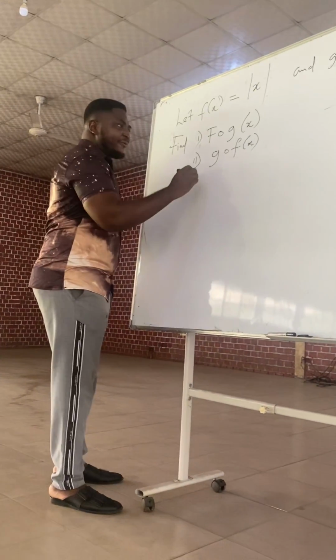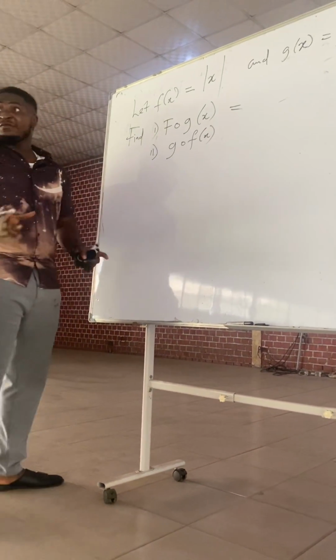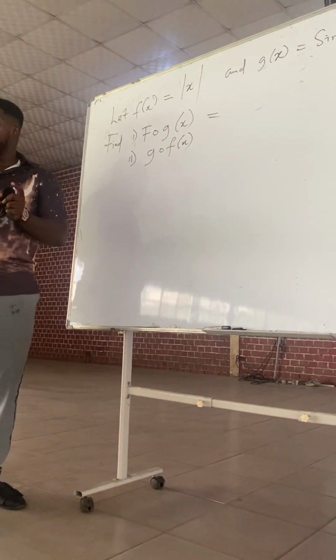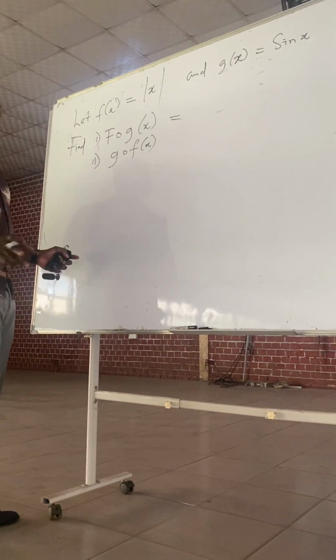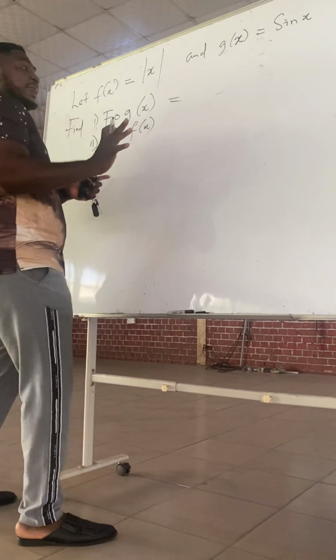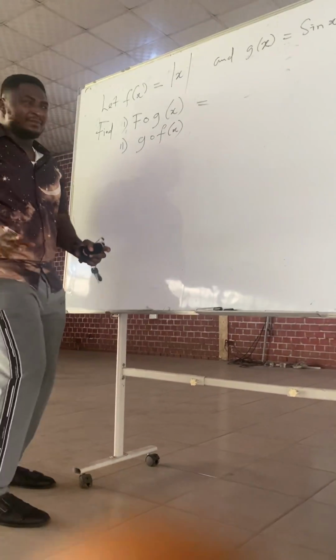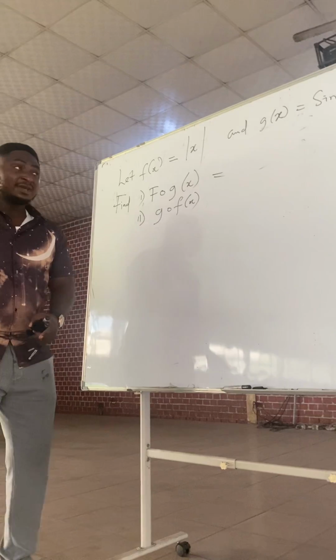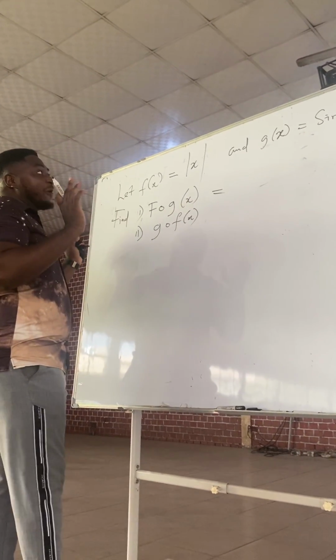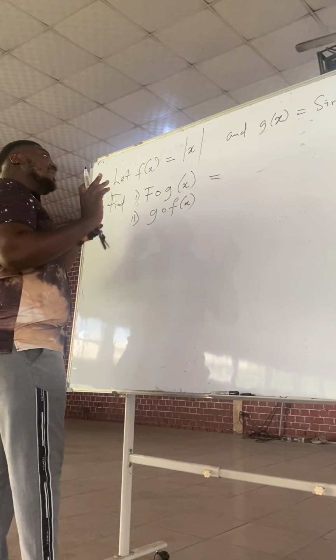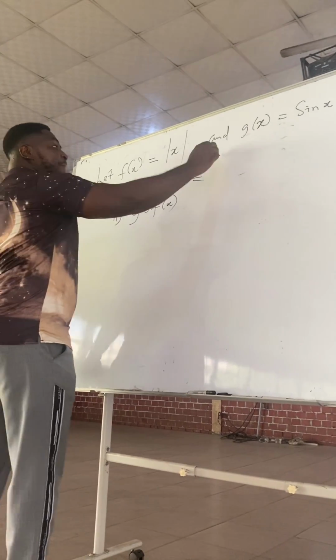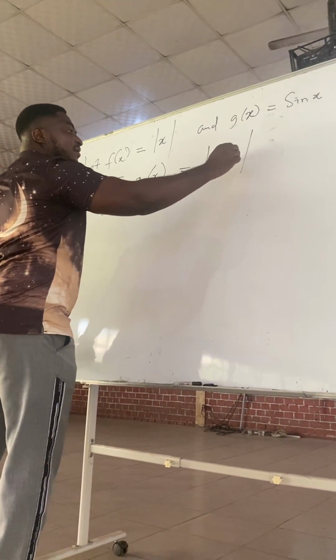Class, how do we get f of g of x? If I'm solving this in my exam, if I'm not teaching you, I'm working with time. I already know my answer. Let's assume I'm in an exam, I'm the student here, I want to write my exam. But what makes us slow is that we're teaching. F of g of x means that f is carrying g. It's simply absolute value of sine x. And I'm done.